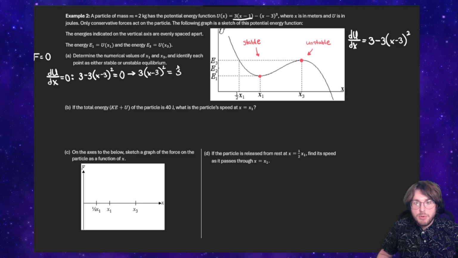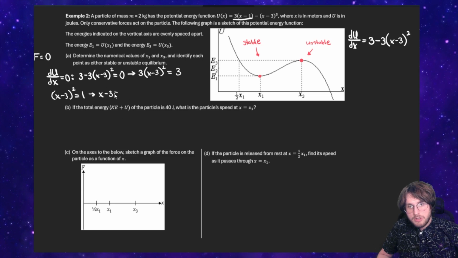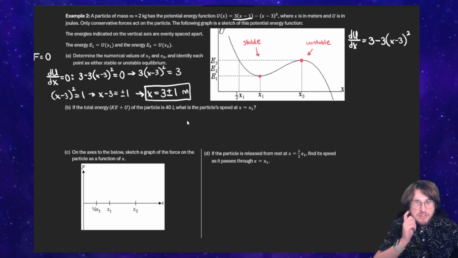Now at this point, we could divide both sides by 3, and in doing that, we'll end up with (x − 3)² = 1. And if we square root both sides, we will end up with x − 3 = ±1. That means that our solutions for x here are going to be 3 ± 1 meters. Now, that means that we basically take 3, add 1 to it, take 3 and subtract 1 from it, and those will become our 2 points.